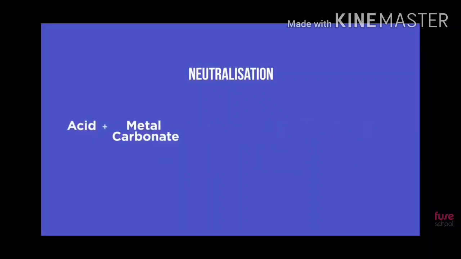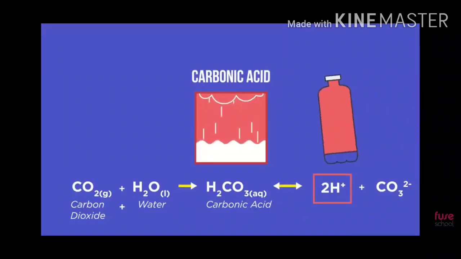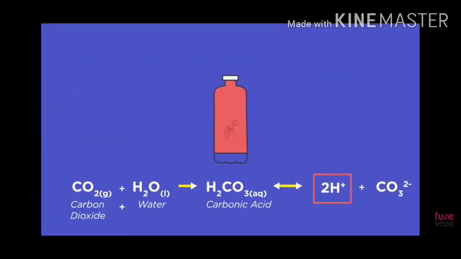So if we take acid plus metal carbonate, it also gives rise to salt and water. Although metal carbonates are insoluble, they are supposed to be basic. Now carbon dioxide, when it combines with water, gives rise to carbonic acid, which is nothing but the rainwater, or the acid rain also we can call, because the carbonic acid also gives rise to H plus ions.